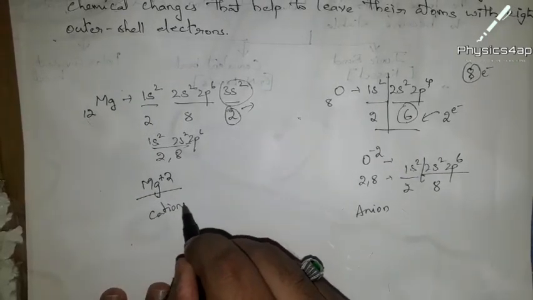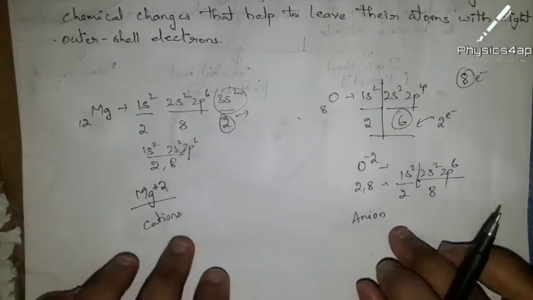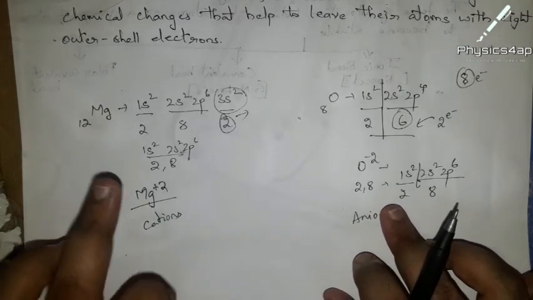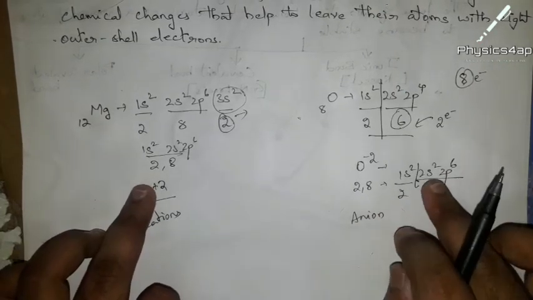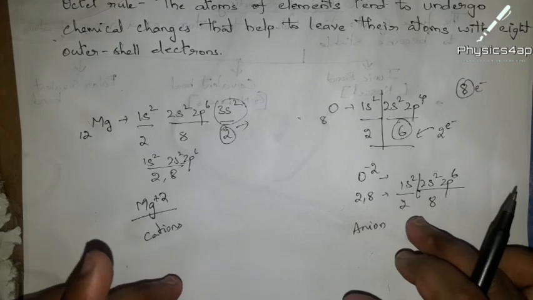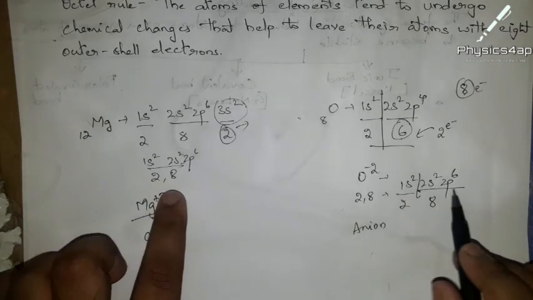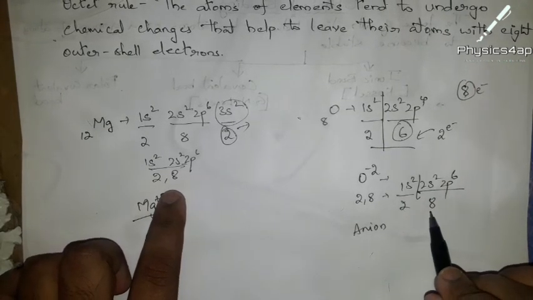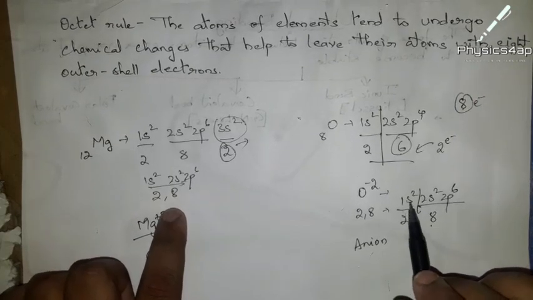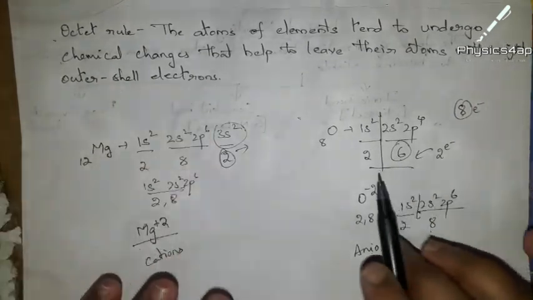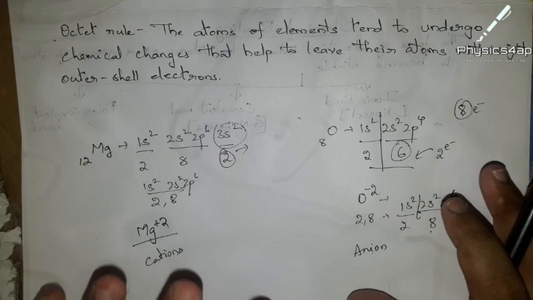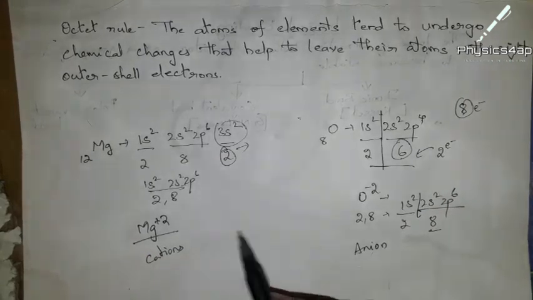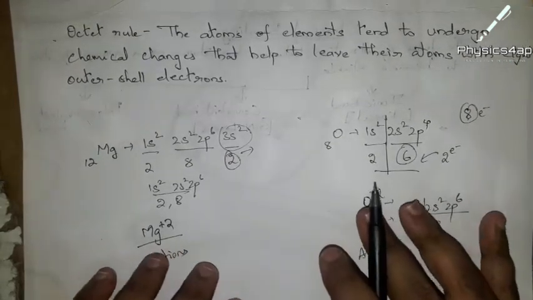And here we got a chemical change, by removing or adding electrons, and the outermost orbit has been converted into an 8-electron shell. We have 8 outermost electrons here. This is what we call the octet rule.